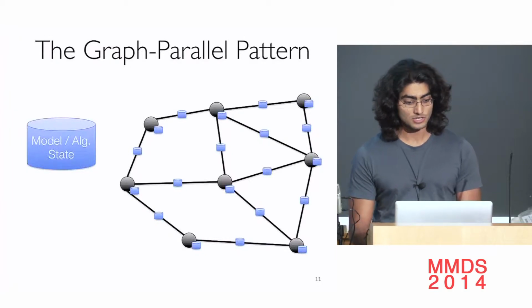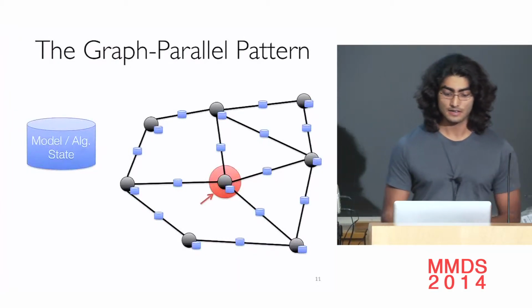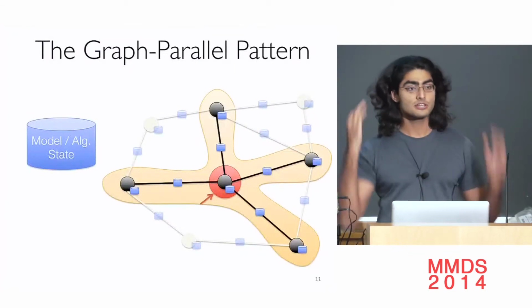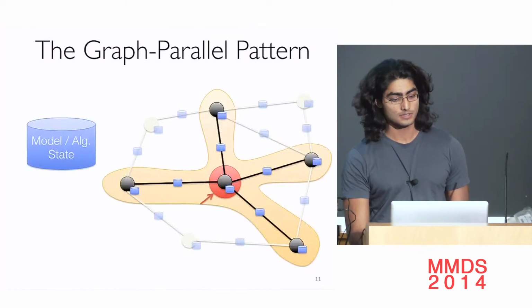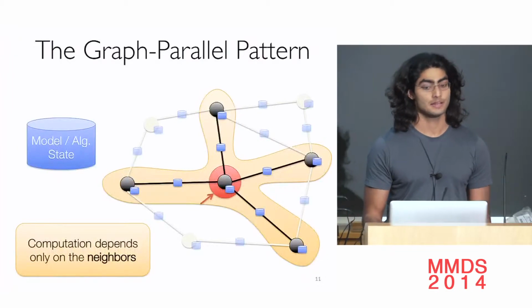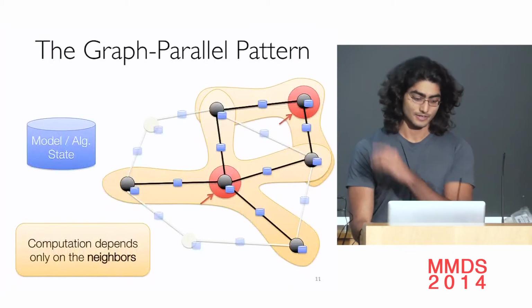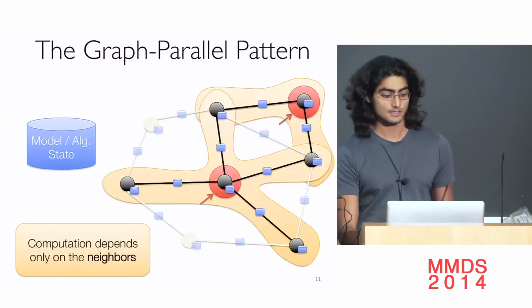Now, in each iteration, the update to a particular vertex's state depends only on its neighbor state from the previous iteration. And this common pattern is what enables each vertex to perform its update in parallel. Right, so here's an example of 2 parallel updates.